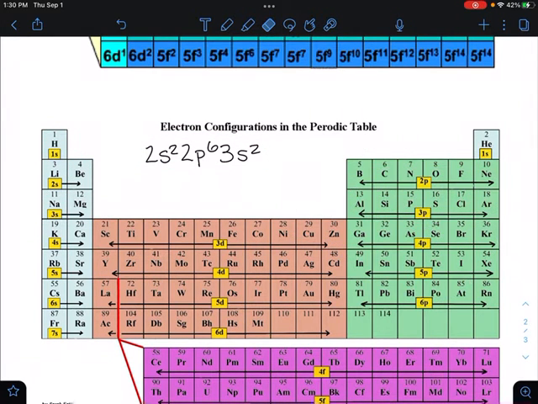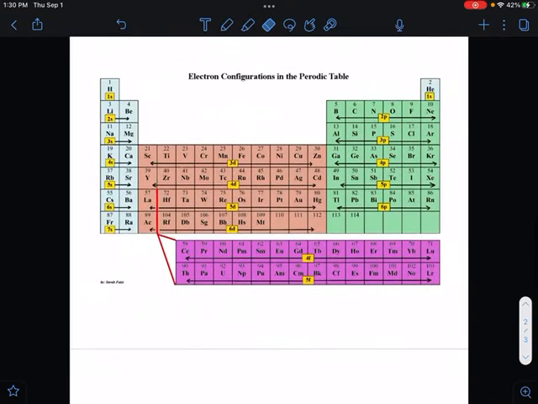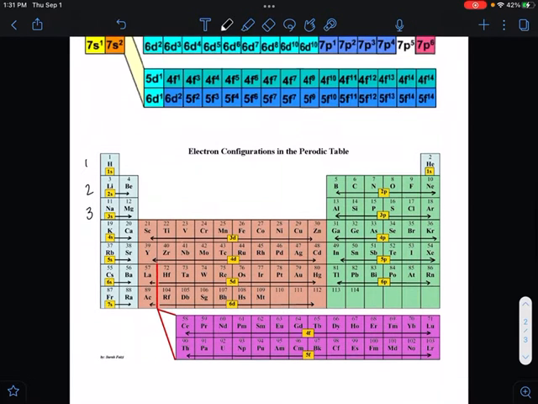But just remember, each period represents a shell, and each group represents an electron. So this is 1 electron, 2 electron, 3 electron, 4 electron, 5 electron, 6 electron, 7 electron. So I have to go through completely. Let's say I was at phosphorus, that's 15 electrons. I need to fill up enough shells for 15 electrons.